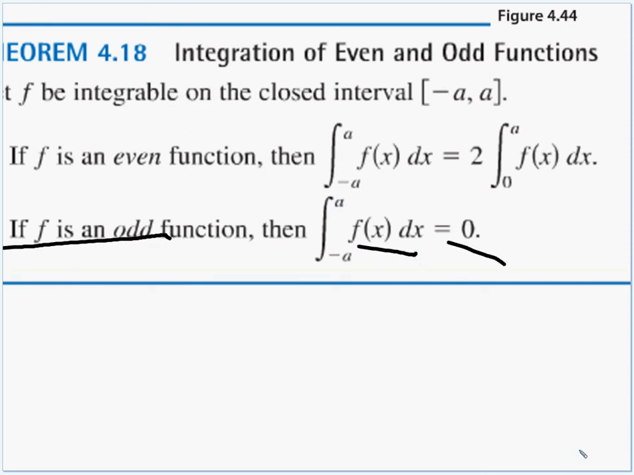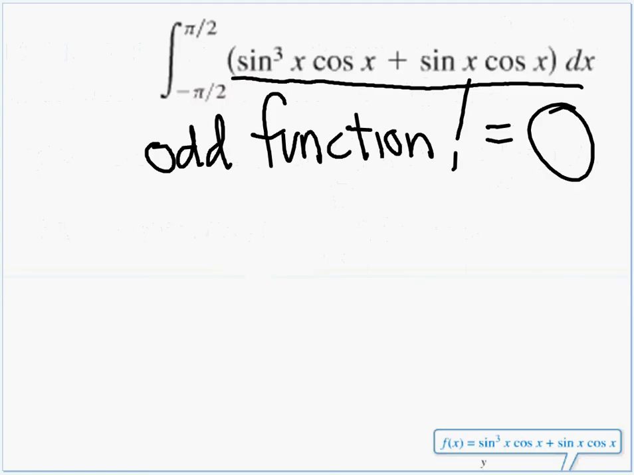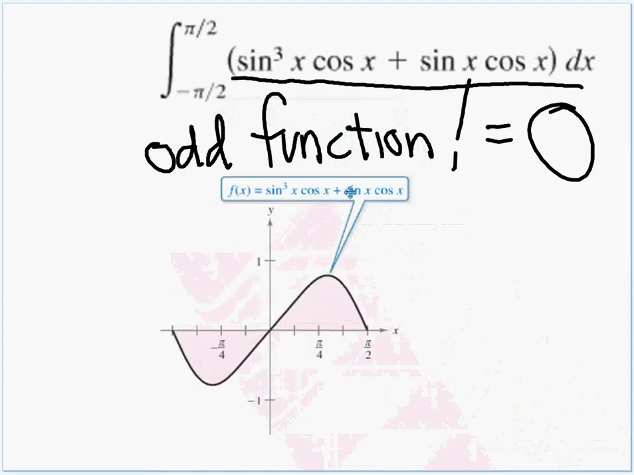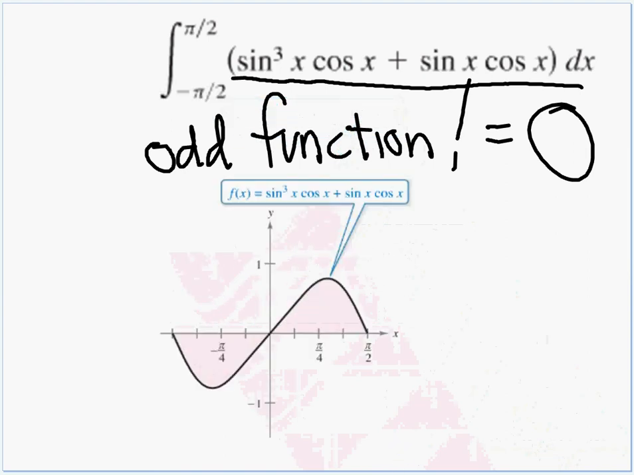If you're on the AP test and they happen to give you the graph, that should be a dead giveaway. We are going from negative half pi to 0. This would be negative some amount of area. From 0 to positive half pi, that would be the same amount, but on the positive side, so it is going to net out to 0.